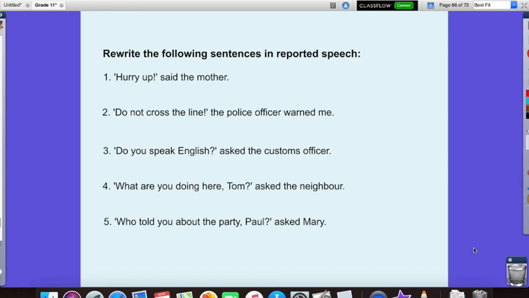Now let's do some more practice. Please make sure you have something to write on. Rewrite the following sentences in reported speech. I'll give you 20 seconds for each sentence. First sentence. Hurry up, said the mother.